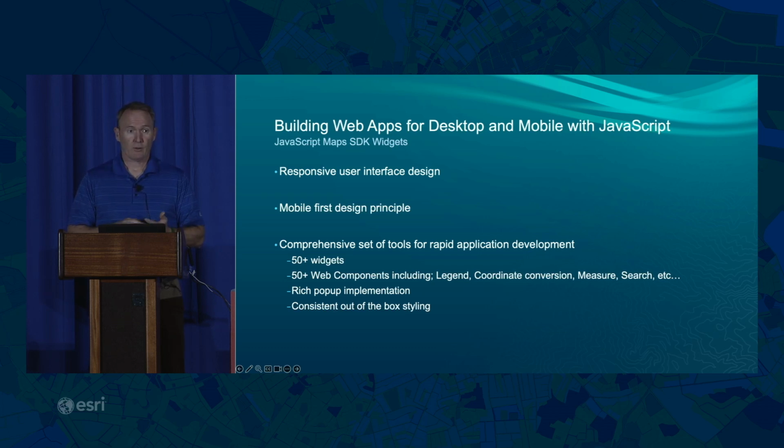We also have the rich pop-ups, which get hydrated from the web map. So you can put charts, images, information right into the web map, and that will come through in your JavaScript application. And then we have Calcite, which is our design language. If you build around that, you can have a really great, consistent look right out of the box with your applications and how they're styled.